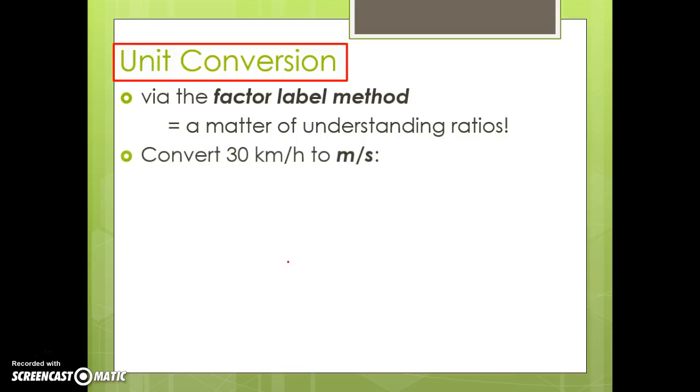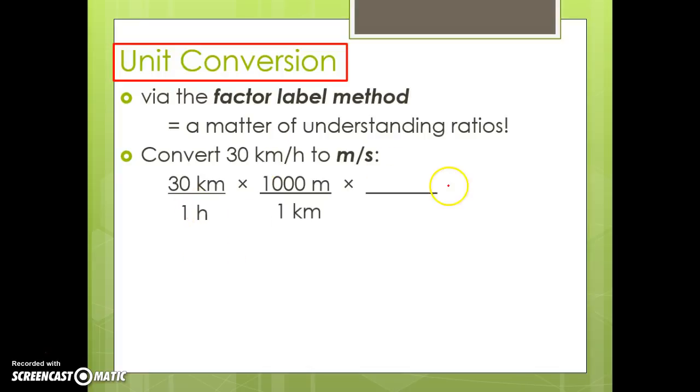Now convert 30 kilometers per hour to meters per second. So now this one we have to use the three-way factor label method. So we have 30 kilometers per hour. Now we have to cancel out the kilometers to get meters. So here we would put 1 kilometer, and up here we're going to put 1,000 meters. Yes, there's 1,000 meters in a kilometer.